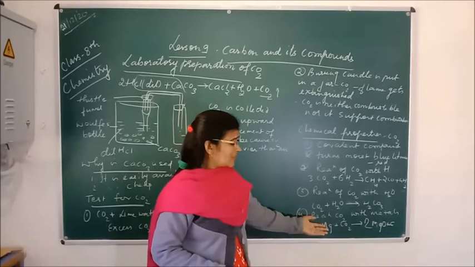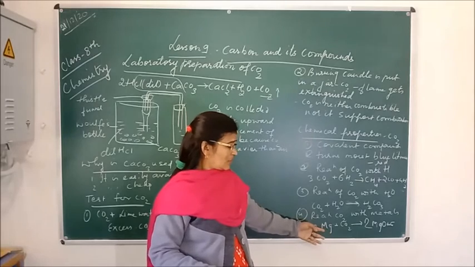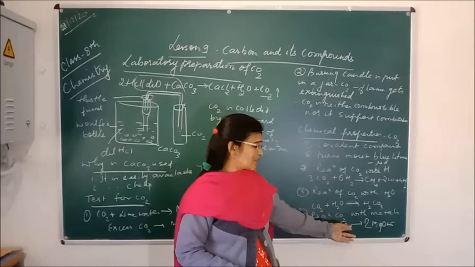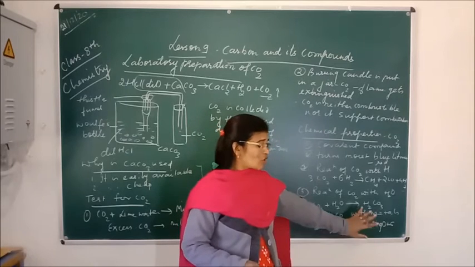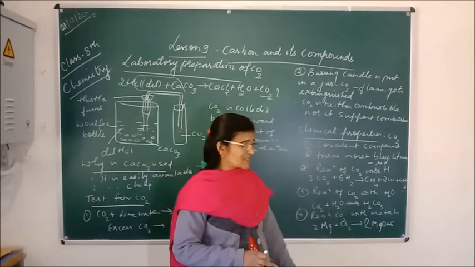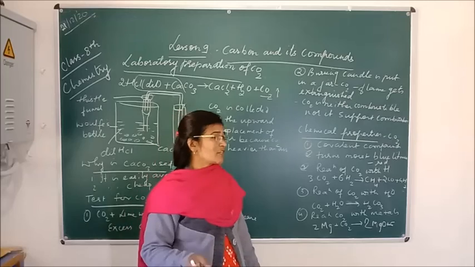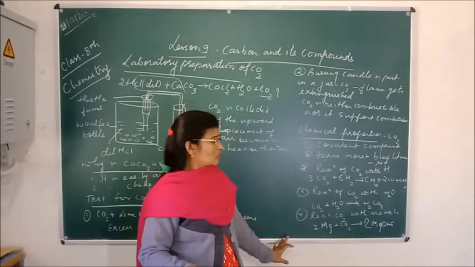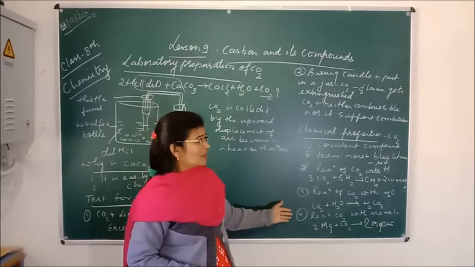Not only magnesium, in place of magnesium we can take calcium also, or sodium also. When the metal comes in contact with carbon dioxide gas, it forms carbon as well as the oxide of that metal. If we take magnesium, it forms magnesium oxide. If we take potassium, it forms potassium oxide, and if we take sodium, it forms sodium oxide. So these are the chemical properties of carbon dioxide gas.